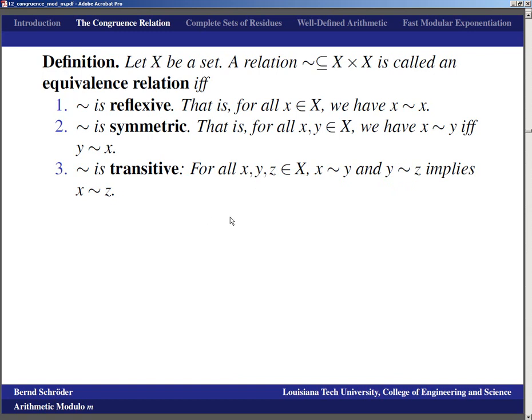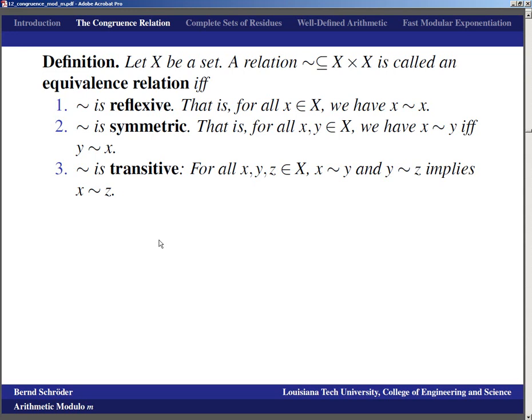Okay, now that is a complete shift of gears, it seems. All of a sudden we're talking about sets and relations. What's the idea here? Well, equivalence relations are sort of like equality, but not quite, because certainly equality is something where every element is equal to itself. Equality is so that when x is equal to y, then y is equal to x. And equality is also so that when x is equal to y and y is equal to z, then x is equal to z.